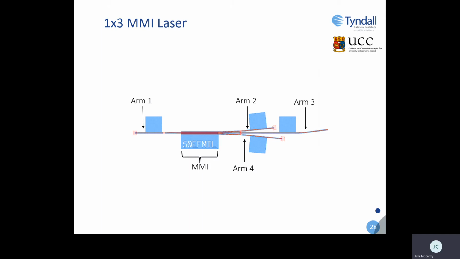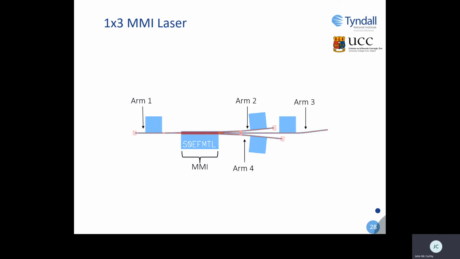So I'll move on to our final device. The idea again is to produce a laser that would produce a single mode wavelength, a tunable wavelength, and would be rather sensitive in terms to current applied. So here we have a 1x3 MMI laser. It works similar to a 2x2 MMI laser, except it only has 1 input and 3 outputs.